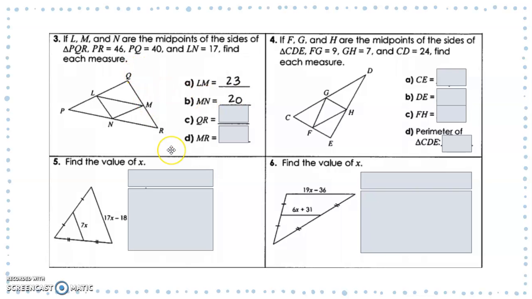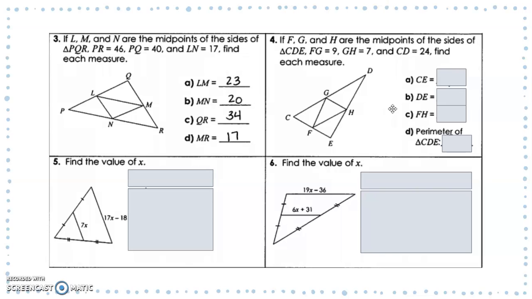For QR, I have to use the fact that they told me that LN is 17. LN is my midsegment, so to find the length of my side of my triangle, I'm going to double it in this case. I'm going the opposite direction, so double 17 is 34. Then they're asking me to find the measure of MR. In order to find what MR is, I'm going to use the fact that M is the midpoint of QR. So if M is the midpoint of QR, that cuts QR directly in half. Well, half of QR is 17.